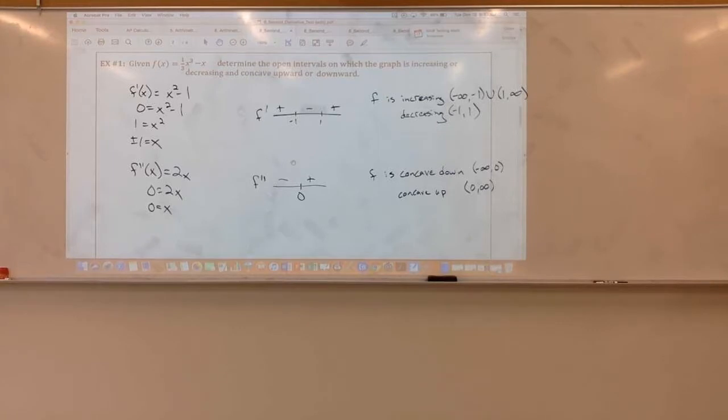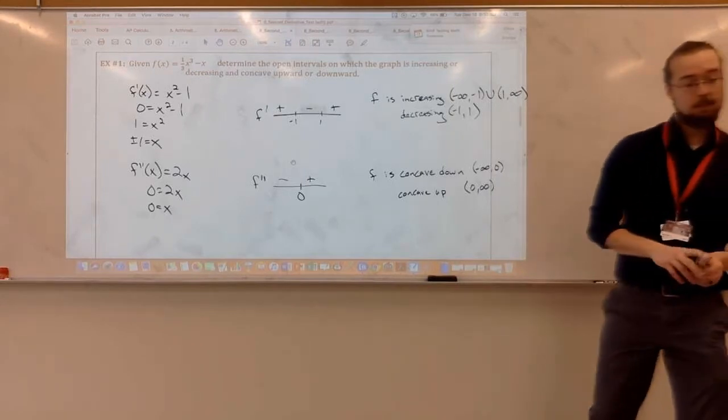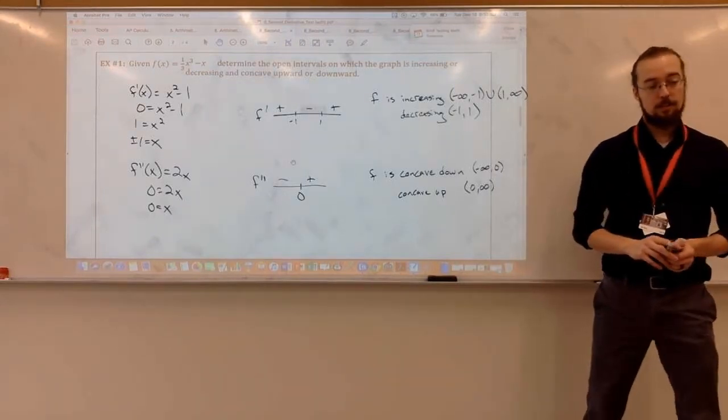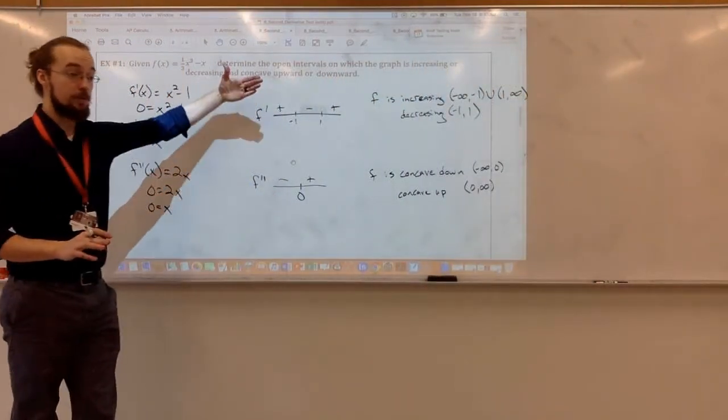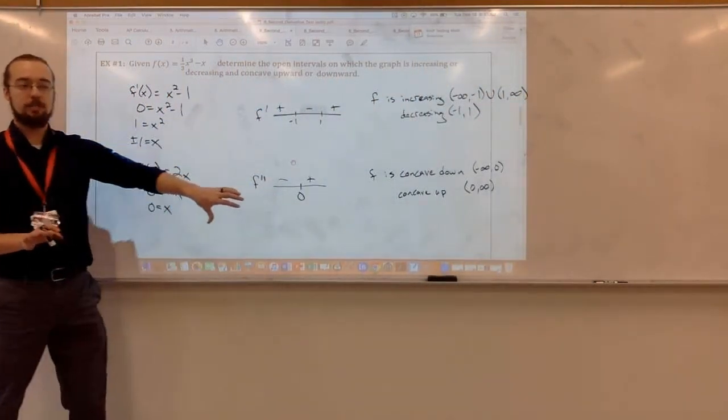How do you know which one's which? I can't think of how to ask a question. So are you asking what the original function would look like based on this information?